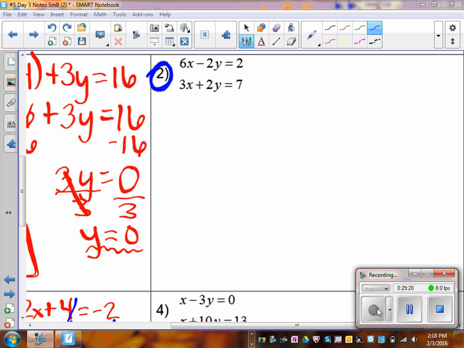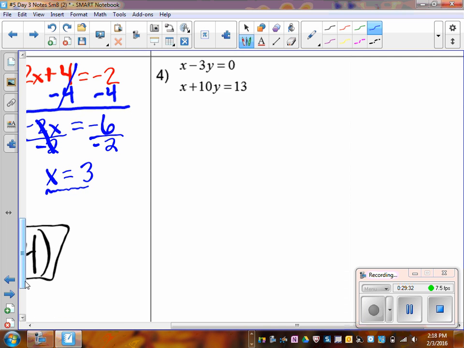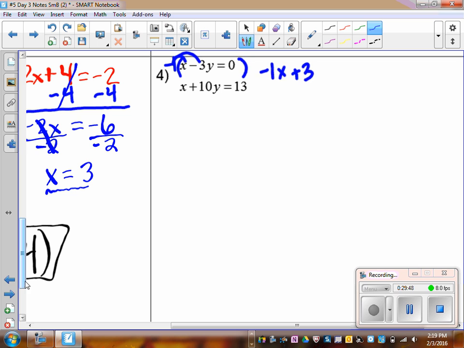Our answer for number 2 should have been 1, 2. X equals 1, Y equals 2. And then for number 4, you have to multiply by -1 for one of these. So either equation, it doesn't matter. You multiply by -1, and that gives you -1x plus 3y equals 0. And then now if I rewrite this over here, x plus 10y equals 13. Now when I add these together, they're opposite coefficients.